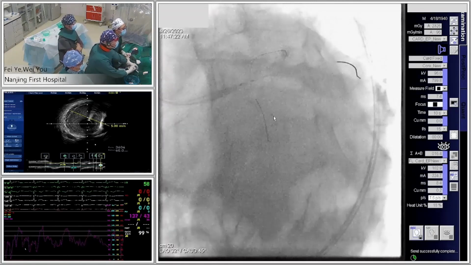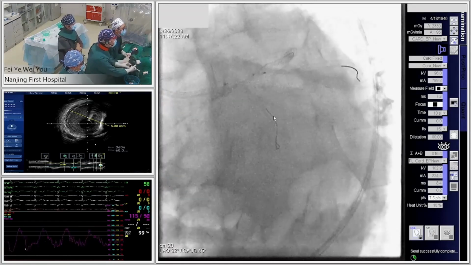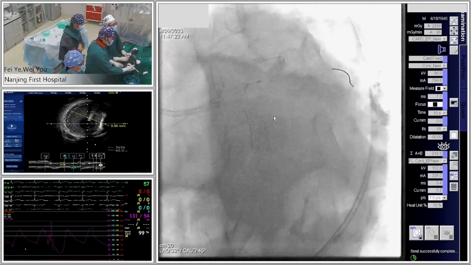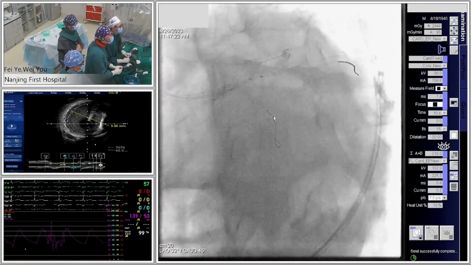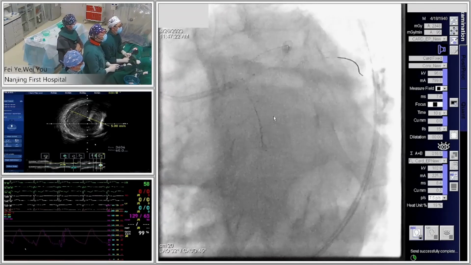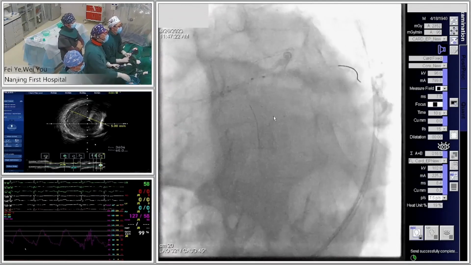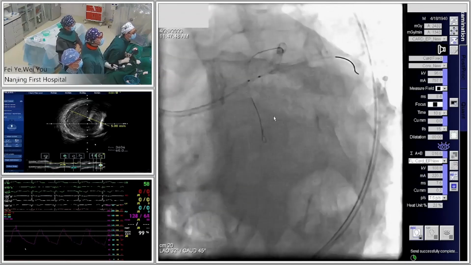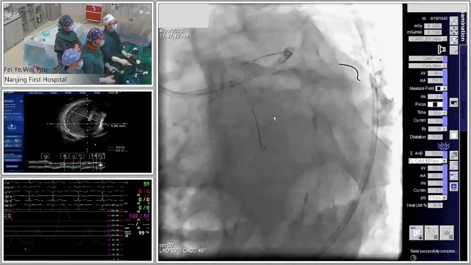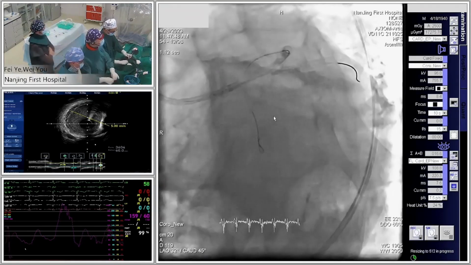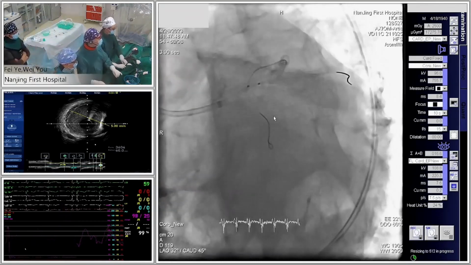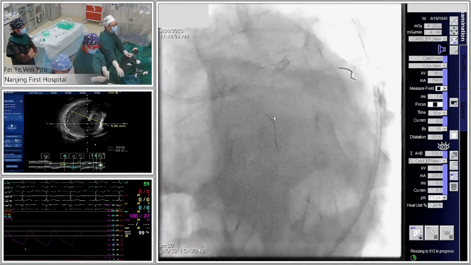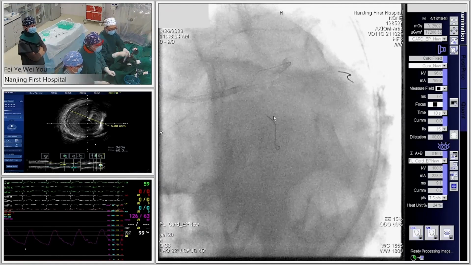So it's 4.0. Yes, it's 4.0, a reused balloon. So maybe some resistance. Deflation, please. Okay, inflate. Balloon deflation. I will insert again. There is a crossover phenomenon with some resistance. Maybe I need a new balloon. We cannot do two-wire crossover at the proximal part of the LAD, because of the profile of the balloon.